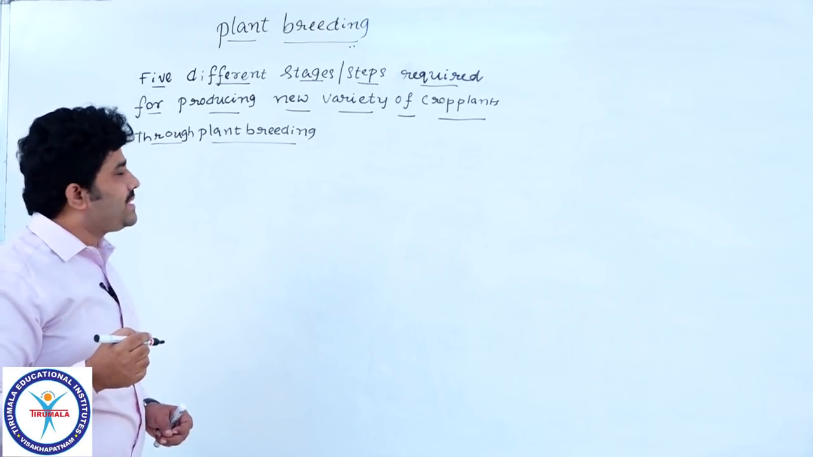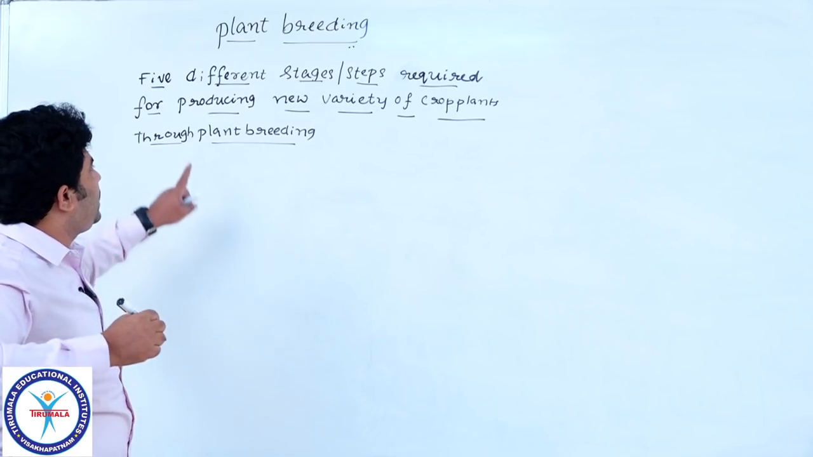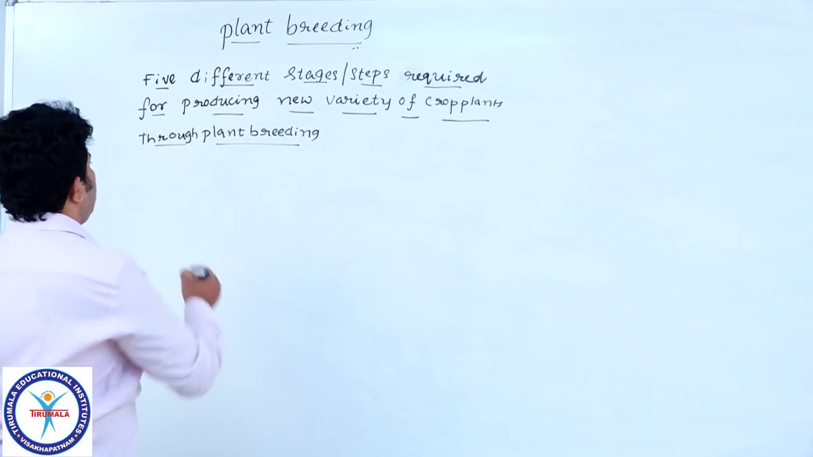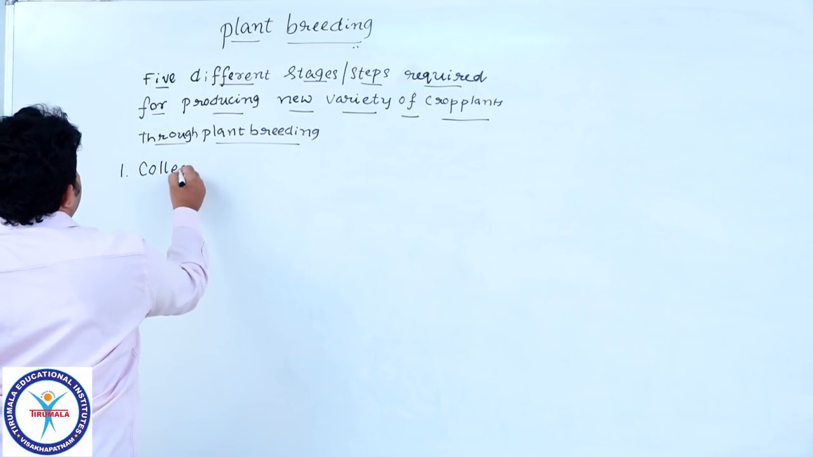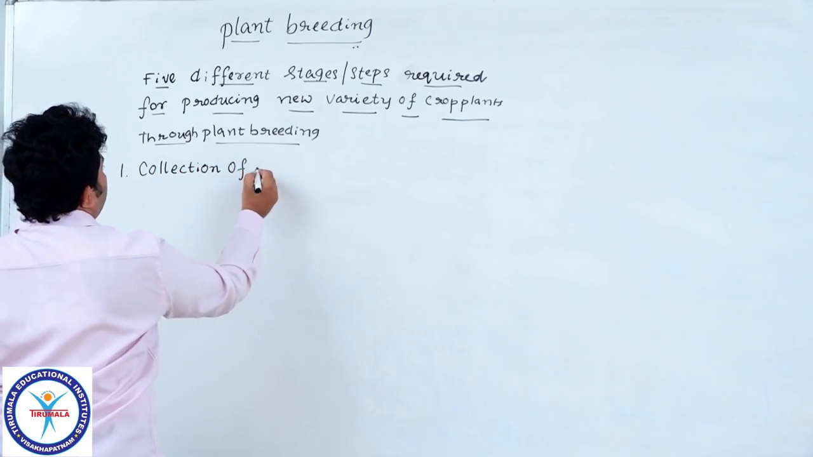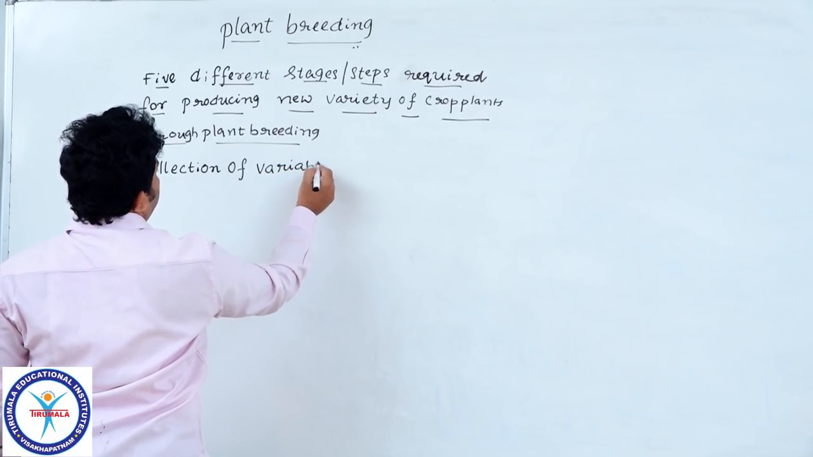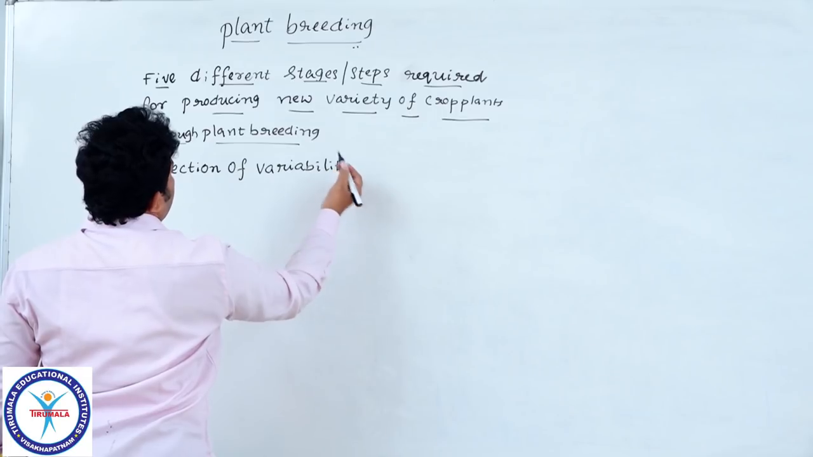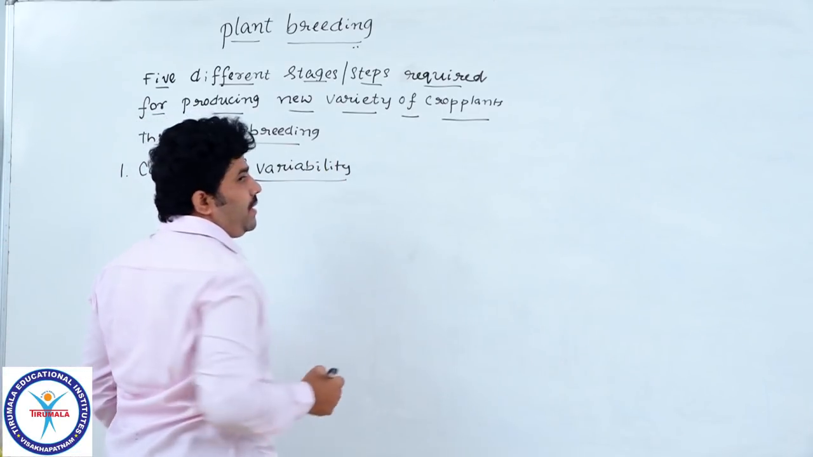Now we discuss in detail each and every stage or step which we require to do plant breeding. You first write down. In that, the first one is, what is it? Collection of variability. Collection of variability is the first step in plant breeding.